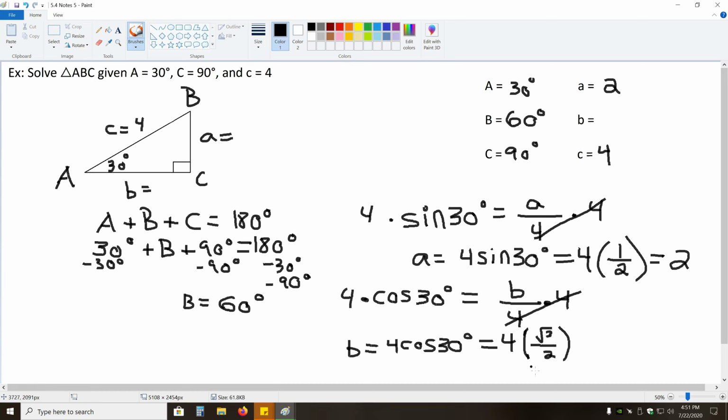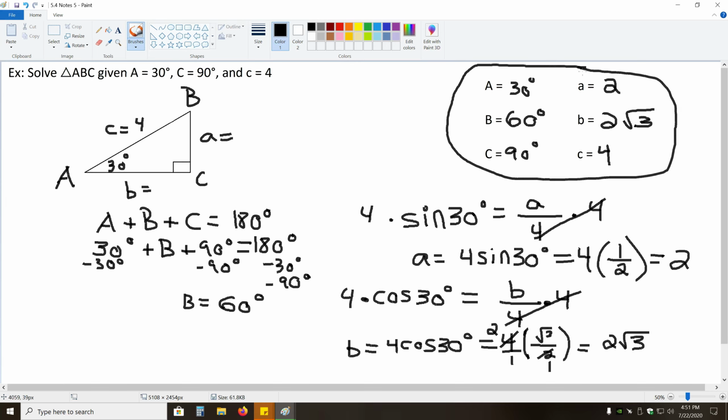And if we put this 4 over 1, we can cancel a factor of 2 from the numerator and denominator, leaving us with 2 over 1, giving us just 2 times the square root of 3 over 1 times 1, which we don't have to write if it's over 1. So B is equal to 2 times the square root of 3. And we have now completely solved that original triangle given just those 3 initial values.